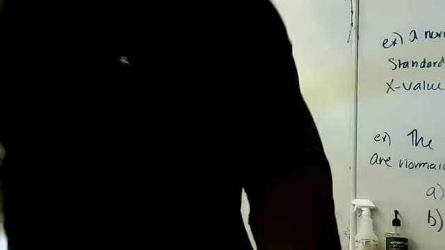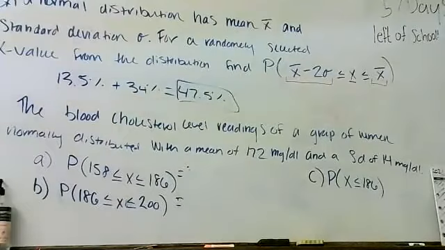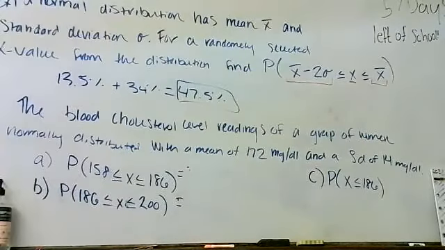Okay, so let's go to the second example then. This one is dealing with an actual real life example, not a basketball playing one. So the blood cholesterol of a group of women are normally distributed. That phrase, normally distributed, will be your key word to say you're going to use this normal curve. Normal curve, normally distributed.